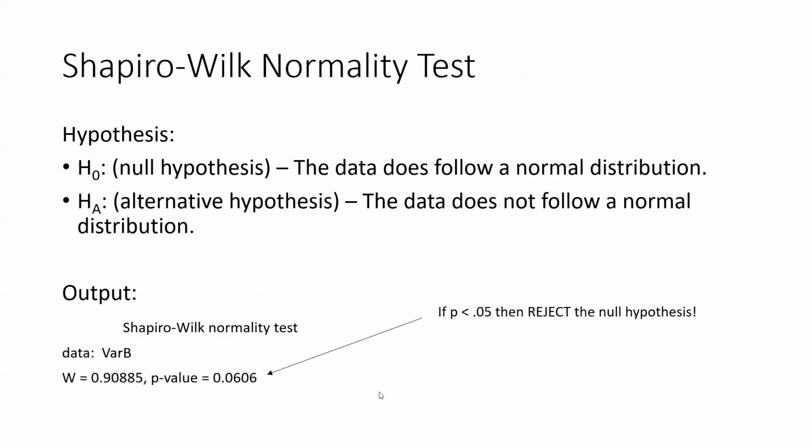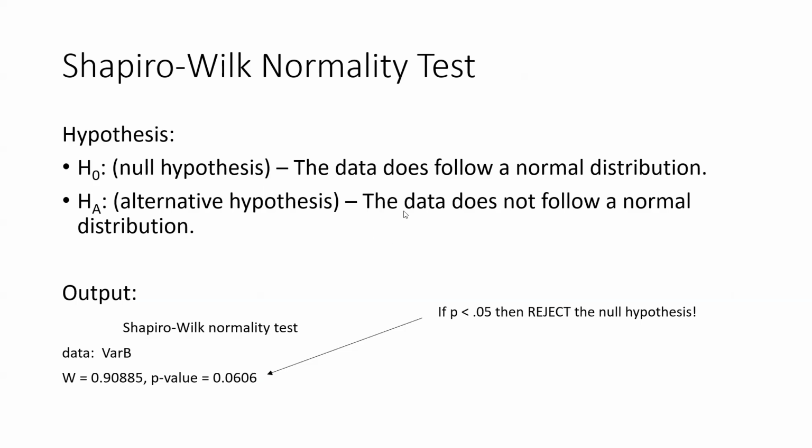Now, we haven't gone over hypothesis tests just yet, but we will in later lectures. But the Shapiro-Wilk normality test allows us to establish this hypothesis here. The null hypothesis is the data does follow a normal distribution. The alternative is the data does not follow a normal distribution. Now, if we're operating under an alpha value of 0.05, if our p-value is less than 0.05, we'll reject the null hypothesis.